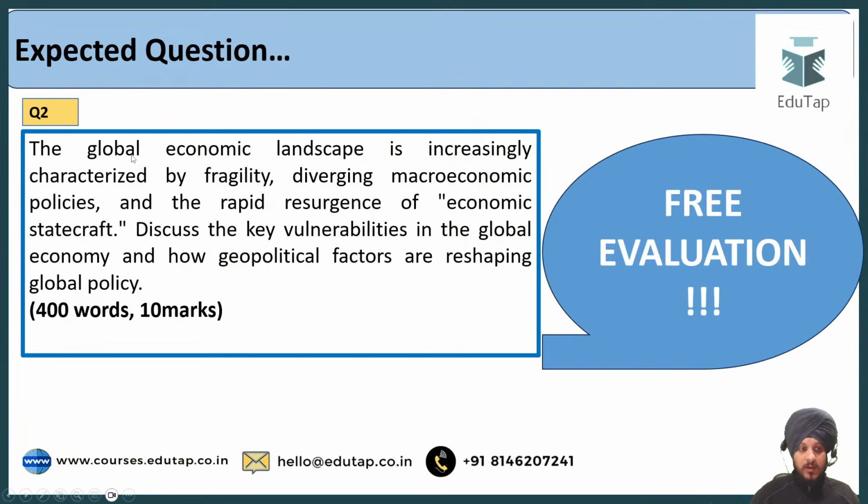Then we have question number 2 also, which is: the global economic landscape is increasingly characterized by fragility, diverging macroeconomic policies, and the rapid resurgence of economic statecraft. Discuss the key vulnerabilities in the global economy and how geopolitical factors are reshaping global policy. So this is the second question that of course we are going to discuss.